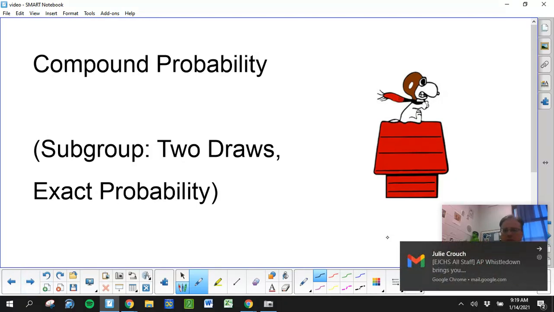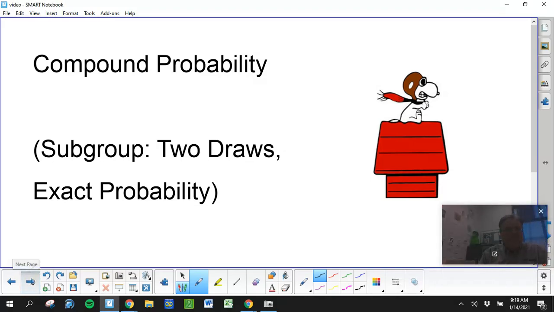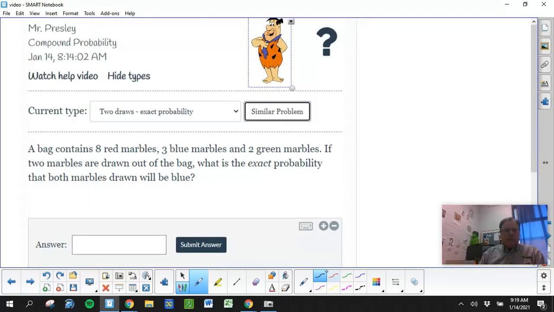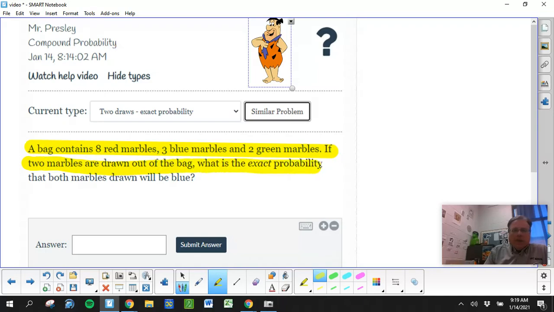Okay, here we go. Our problem today, introduced by Fred Flintstone, is a bag. A bag contains 8 red marbles, 3 blue marbles, and 2 green marbles. If 2 marbles are drawn out of the bag, what is the exact probability that both marbles will be blue?